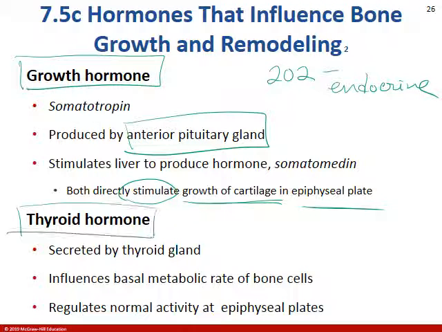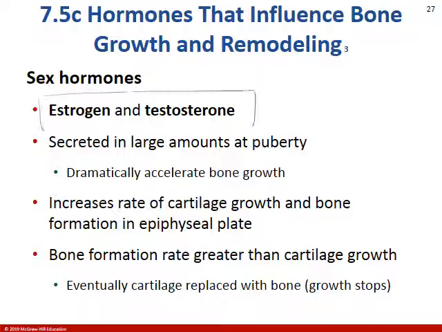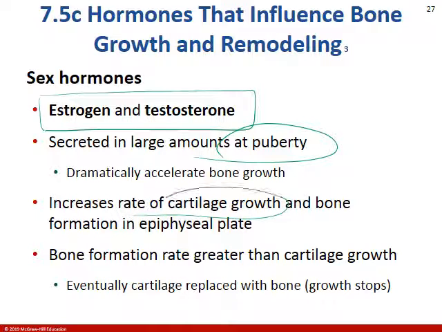We have our thyroid hormone. You may have heard people talk about their metabolism, right? I have a fast metabolism, I have a slow metabolism. That is somewhat controlled by the thyroid hormone. So it also regulates the activity of buildup and breakdown at the epiphyseal growth plate. Sex hormones, estrogen and testosterone, are secreted in large amounts at puberty. It increases the rate of cartilage growth, and eventually the cartilage is replaced with bone, and the epiphyseal plate closes, and now it's an epiphyseal line.